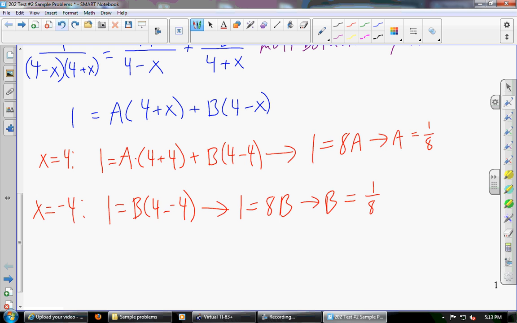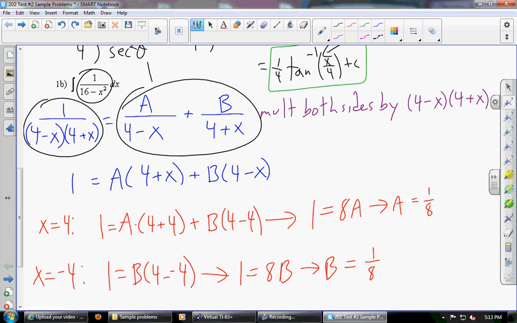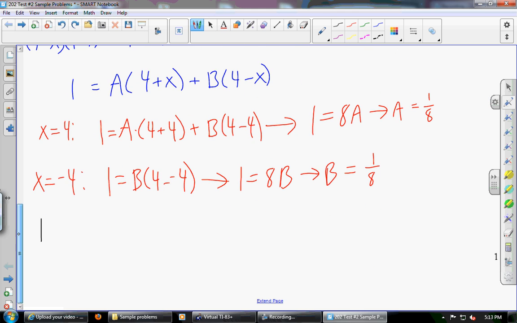So I'm going to use I for the original integral. The original integral was 1 over 16 minus x squared, which was really 1 over this, which apparently is all of that stuff. So this is what we're going to write down. And instead of a and b, we're going to put 1/8 for both. So let's do that here.